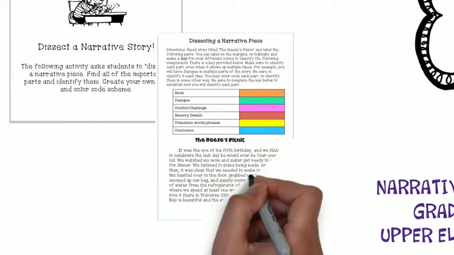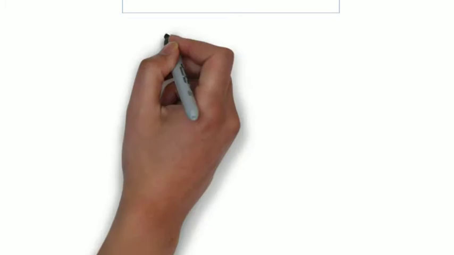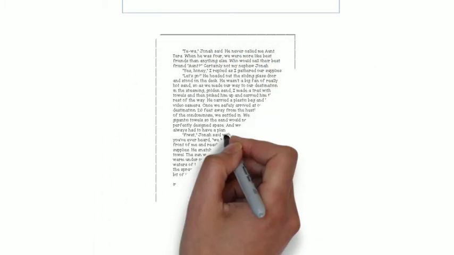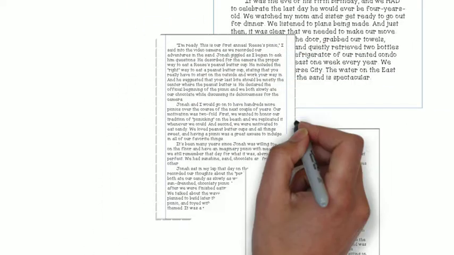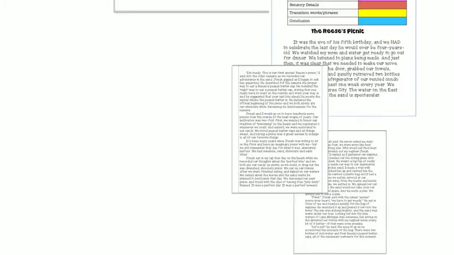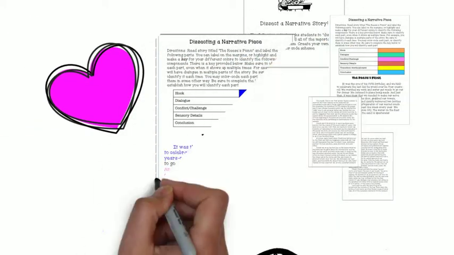The first one is dissecting an essay with the different parts. I wrote all of the essays. This one was called The Reese's Picnic. You give the students the essay, and then they have to color code all the different parts, the transition words, the opener, the conclusion, all the different pieces of narrative writing.